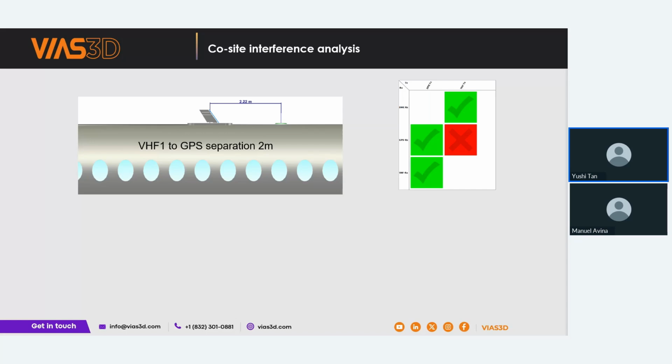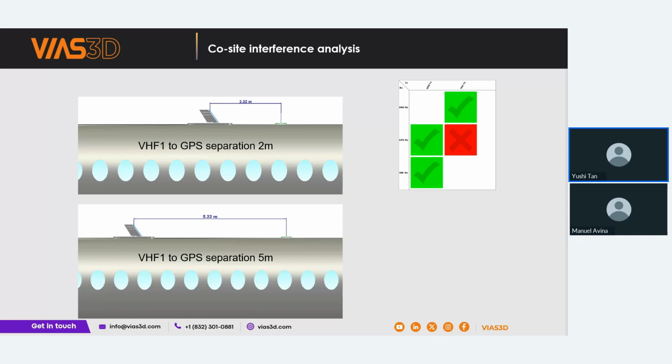Now, this is actually not acceptable, right? So what if we change the separation between the two? It's going to improve to a point where this is reasonable or acceptable. The answer is still no. I mean, performing simulation gives you these ideas, so you don't have to spend time relocating the antenna, because cabling needs to be involved, right?